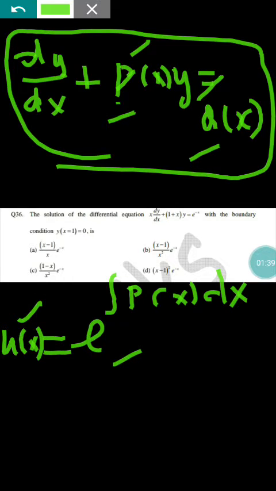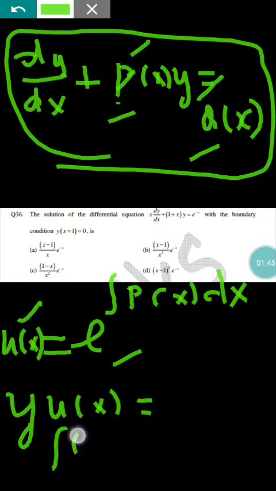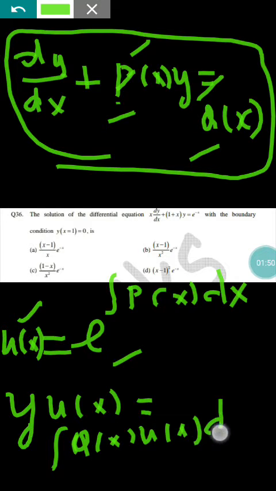Then finally you write y times u of x is equal to the integral of q of x times u of x dx plus c. This is how you have to solve this type of problem. Now we will start solving this problem, following the procedure as I said before.